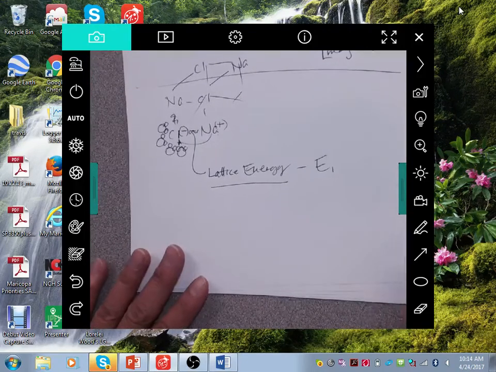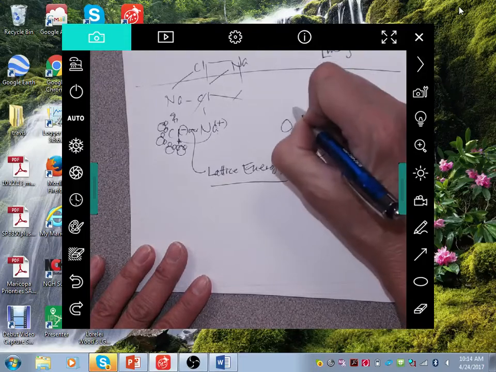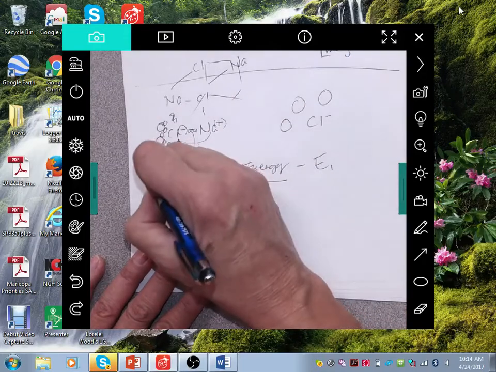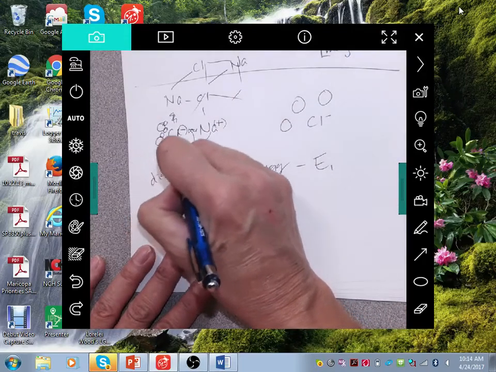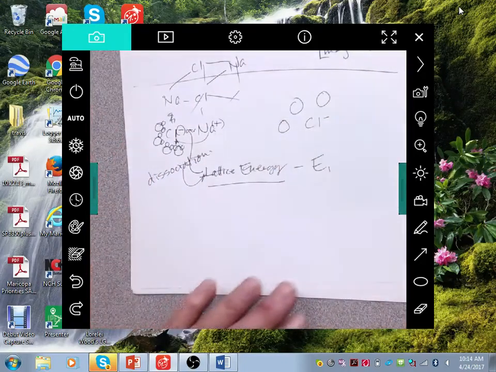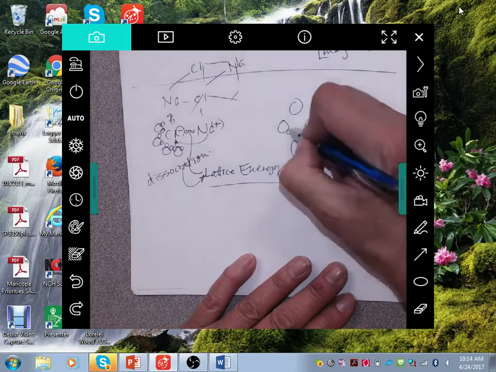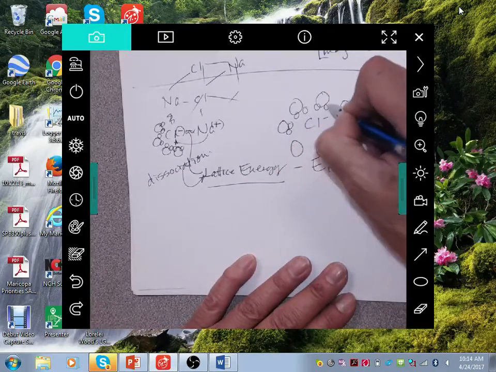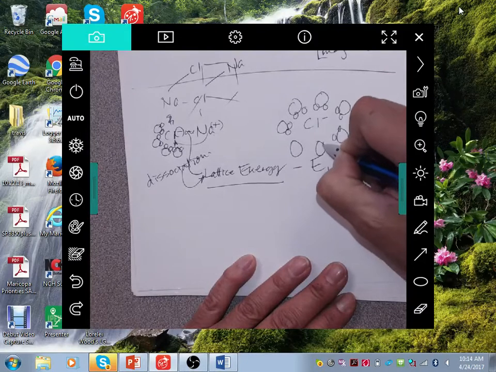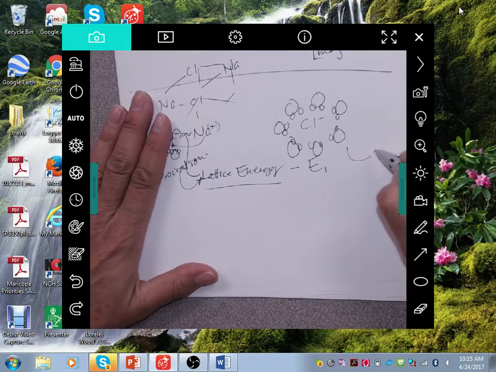The next part is once the chlorine has been separated from the rest of the crystal, and this is called dissociation, that is the first energy requirement. Then hydration occurs. Hydration is when the water molecules surround each of the component ions so that it forms a little buffer ring. So this one is called hydration.